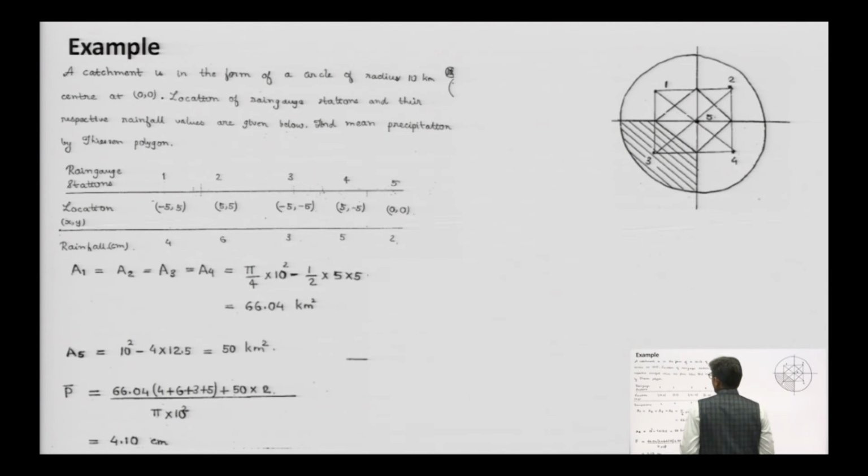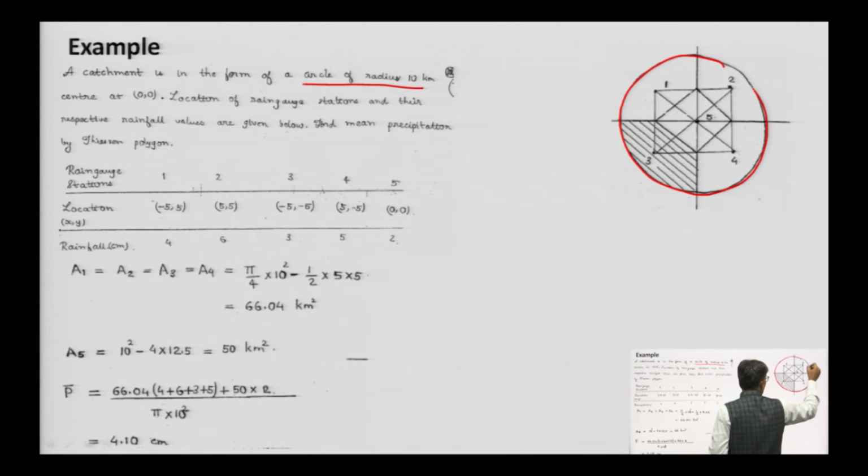Let us take an example. A catchment is in the form of a circle of radius 10 kilometers. This is a circle of radius 10 kilometers, centered at (0, 0). This is the center point.